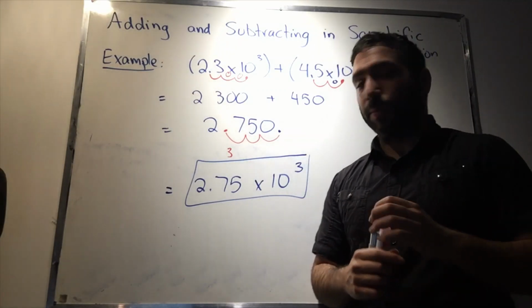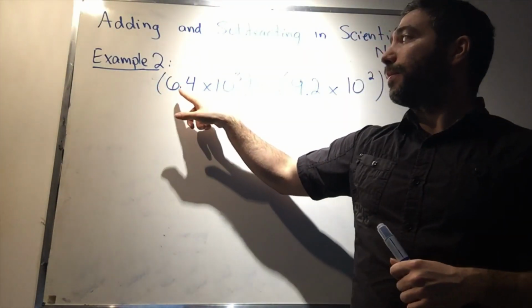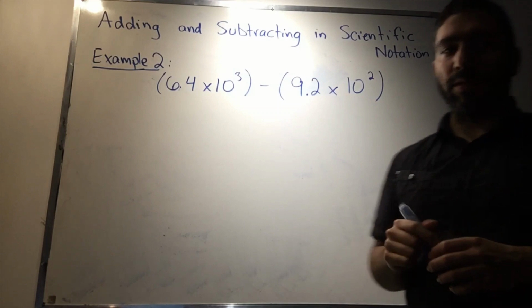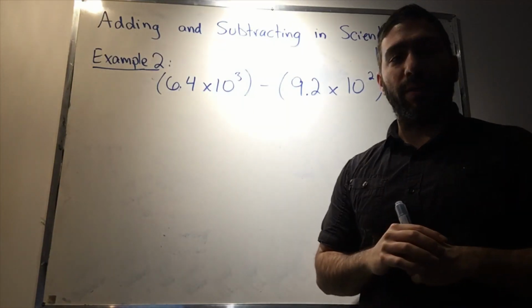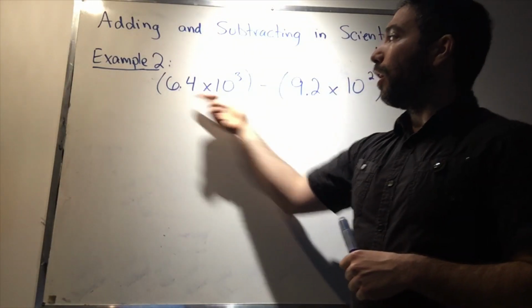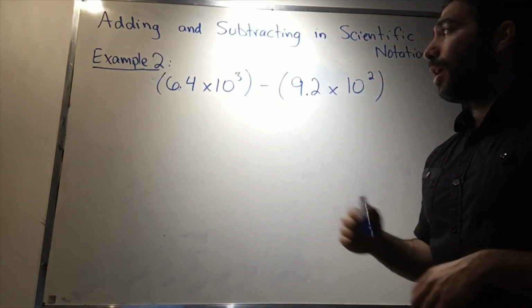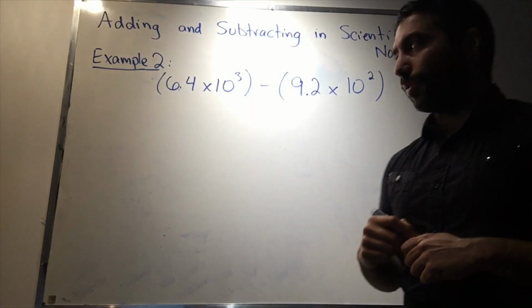Let's look at another example. Okay, so in this example here, we have 6.4 times 10 to the 3 minus 9.2 times 10 to the 2. So in this case here, we're subtracting, but it's the same game plan as we had with the addition. So what we have to do is begin by converting our numbers in scientific notation to a number, perform the operation, and then convert our answer back to scientific notation.